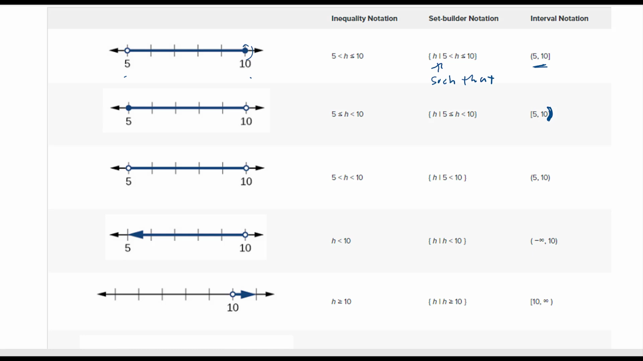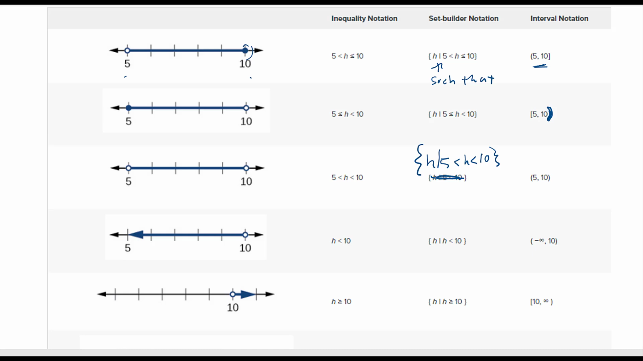And then we have two open circles, so it's not going to include either of those values. So 5 less than h less than 10. So h such that 5 less than h less than 10. That's messed up. And we have the parenthesis and parenthesis with the 5 and the 10.